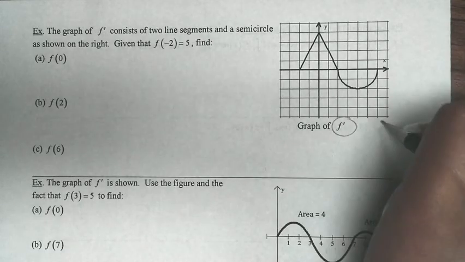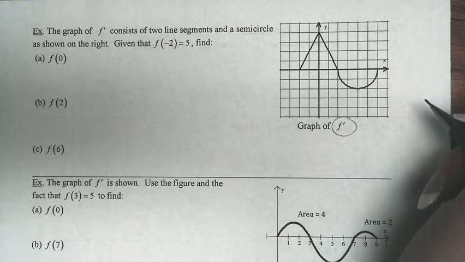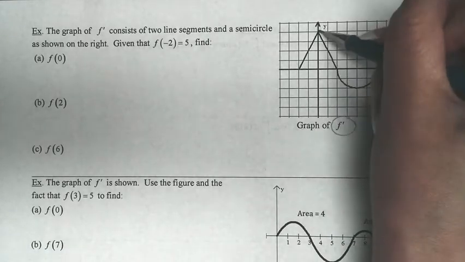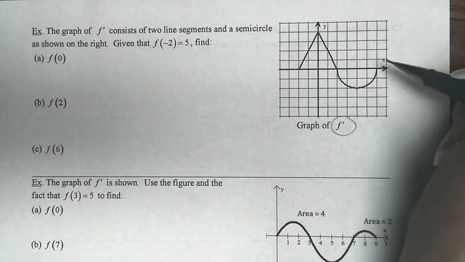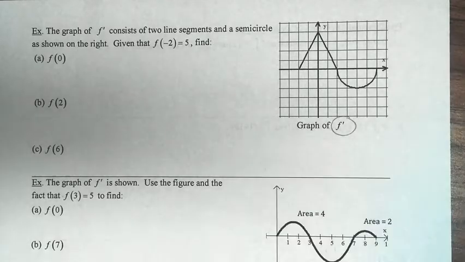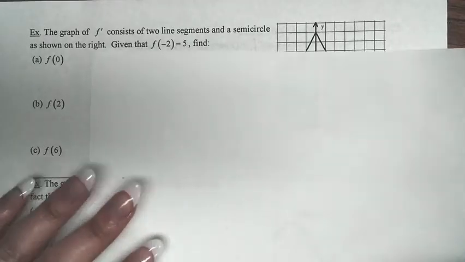Please note that what you see is the graph of f prime, and it consists of two line segments and a semicircle as shown on the right. They give you that f of -2 is equal to 5, and they want you to find f of 0. So let's start with another piece of paper.